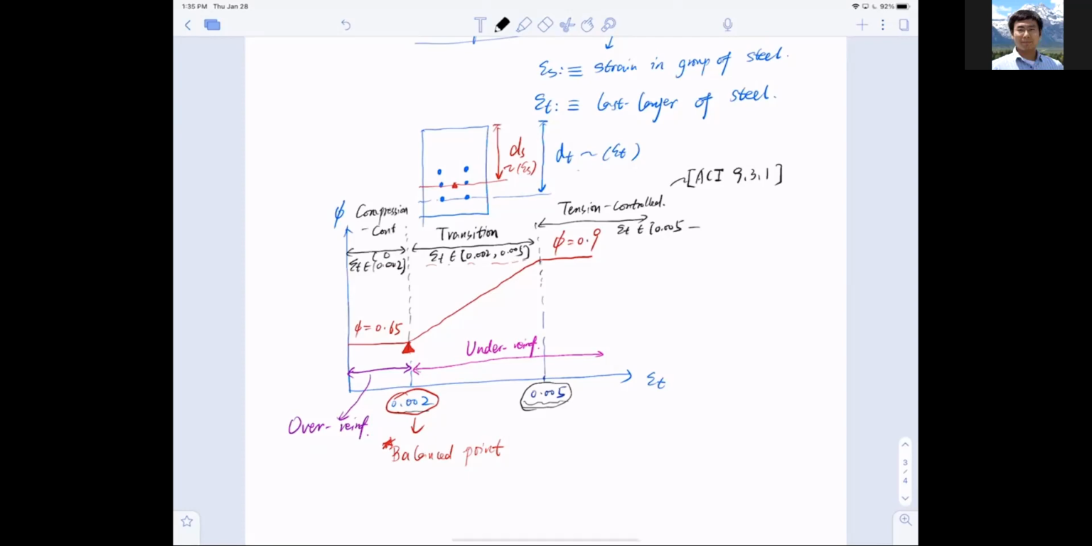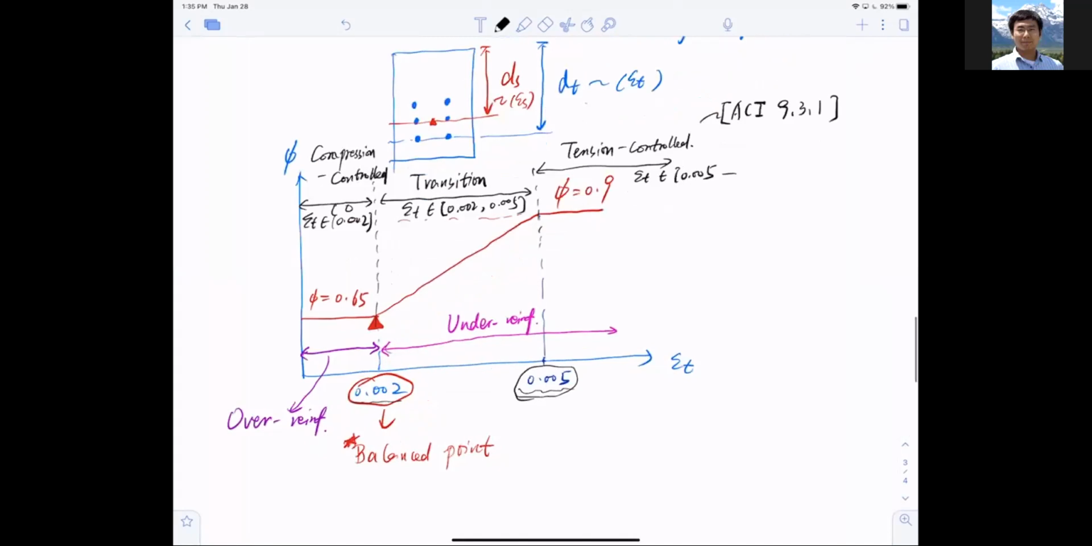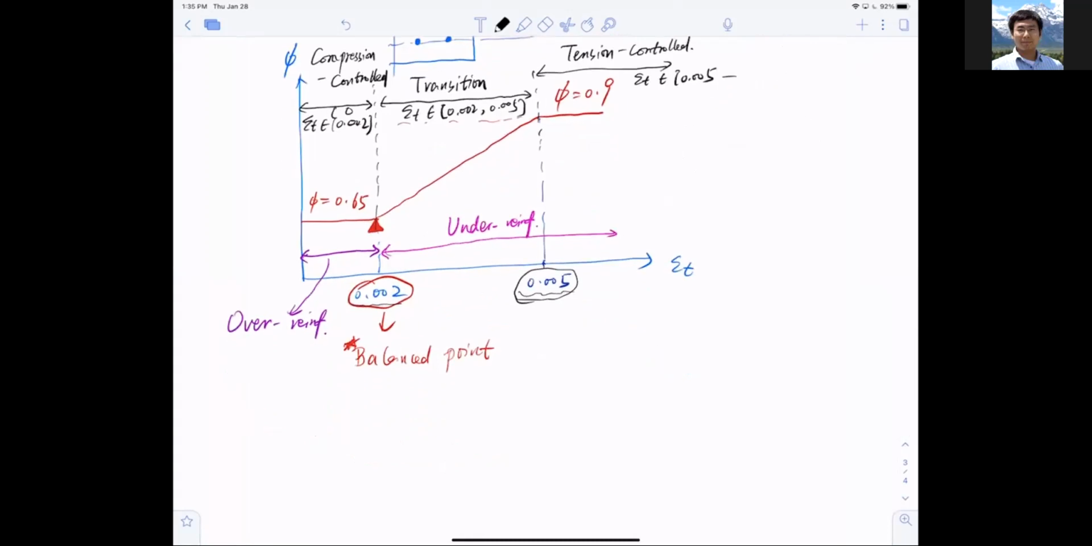Okay, compression controlled or overlay reinforced. You can see it corresponding to the color mark. Okay, color coding. I call it compression controlled. And you may say, okay, Bob, you keep dividing zones. I'm a little bit lost here. What are you trying to do here?